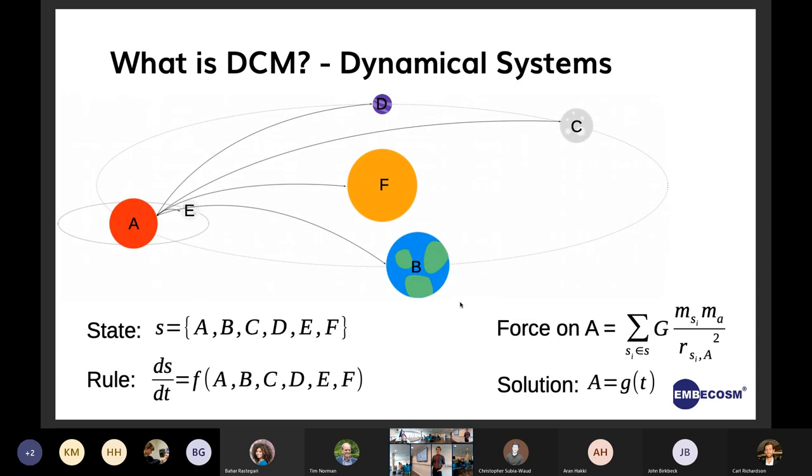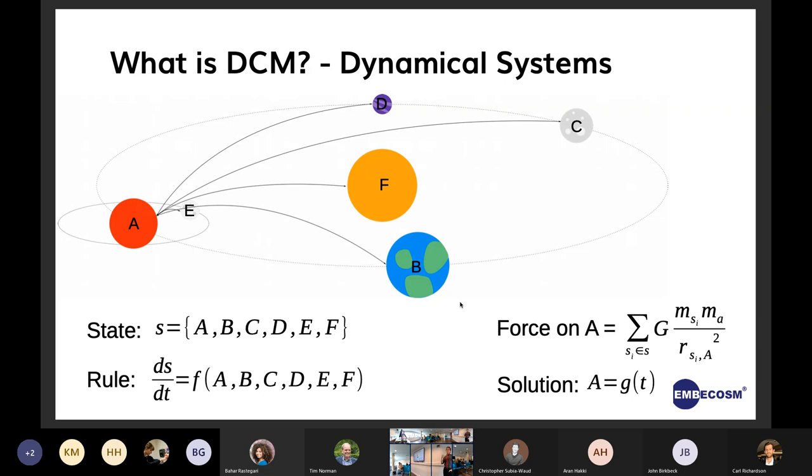So first things first, let's talk about DCM, dynamical causal modeling, and what it is. The core of everything we're doing here is dynamical systems. What is a dynamical system? A dynamical system is a way of modeling the world that consists of two things: a state, which is the state of the world at a given time point, and I've got an example of planets up here, and a rule for how that state changes over time. So if we advance one time step, how does our state change? In this example of the planets, this would be the rules of physics, telling us how much force is acting on one planet from all of the others.